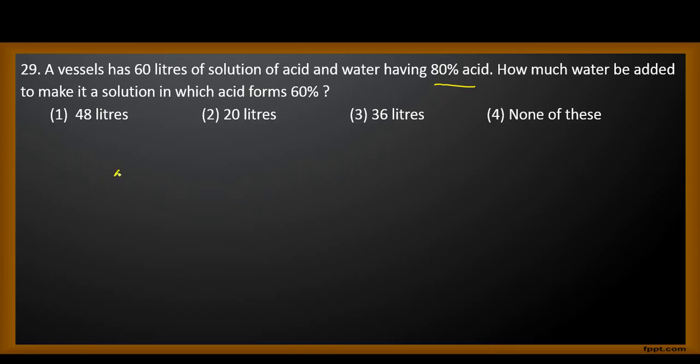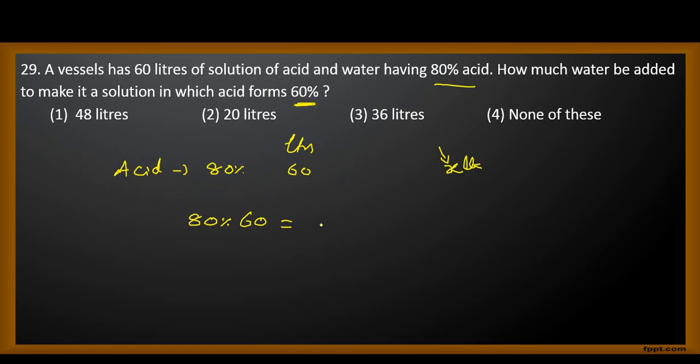initially what is the acid concentration? Acid concentration is 80%. How many liters are there? 60. So 80% of 60 must be equivalent to, what he's saying, we're adding water, we don't know how many liters of water we're adding. So let us say the water we're adding be x liters. After adding x liters of water, what happens? The proportion of acid will get reduced. It means the percentage will get reduced. So we have to add water so that the percentage becomes 60%.